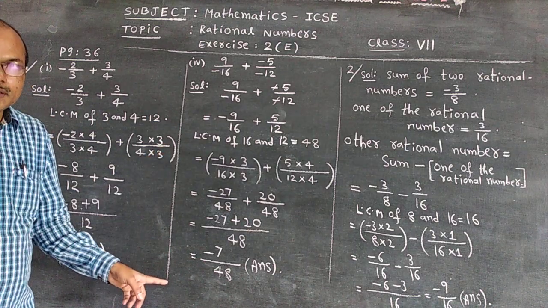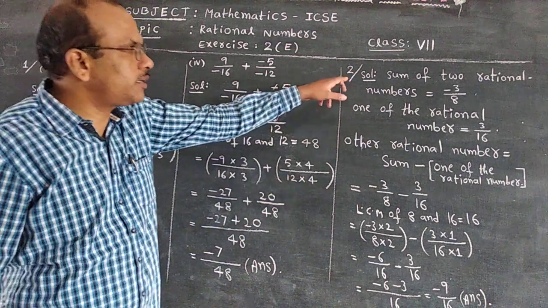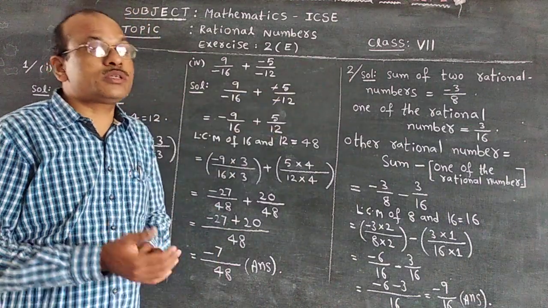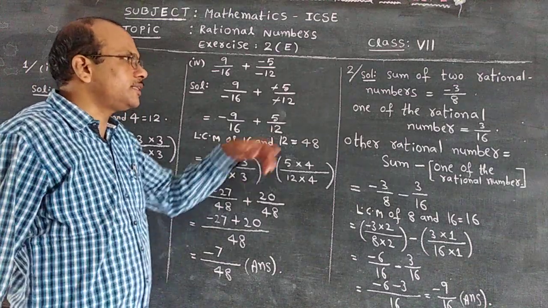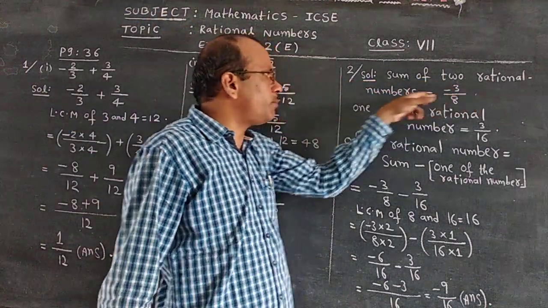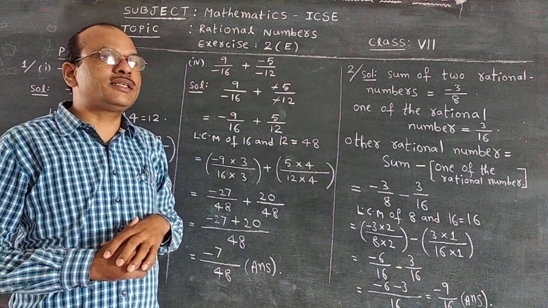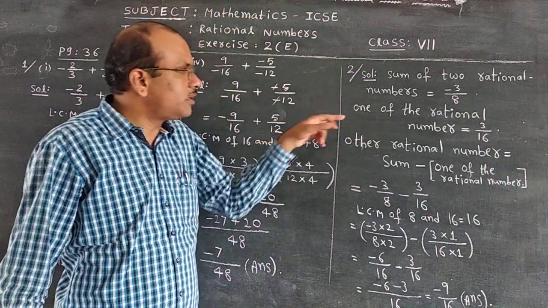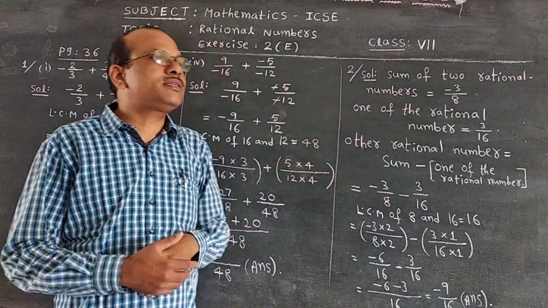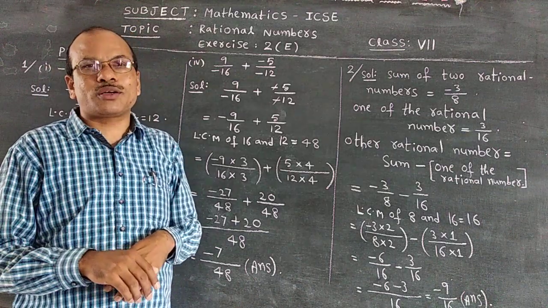Is it clear, students? In this way only we will have another question. Same page, second question, that is a writing sum. Steps are needed, it is called a verbal sum. See that. Sum of two rational numbers is given as minus 3 by 8. Sum means addition. Addition of two rational numbers is minus 3 by 8. One of the rational numbers is given as 3 by 16. Then what can be the other rational number is the question.